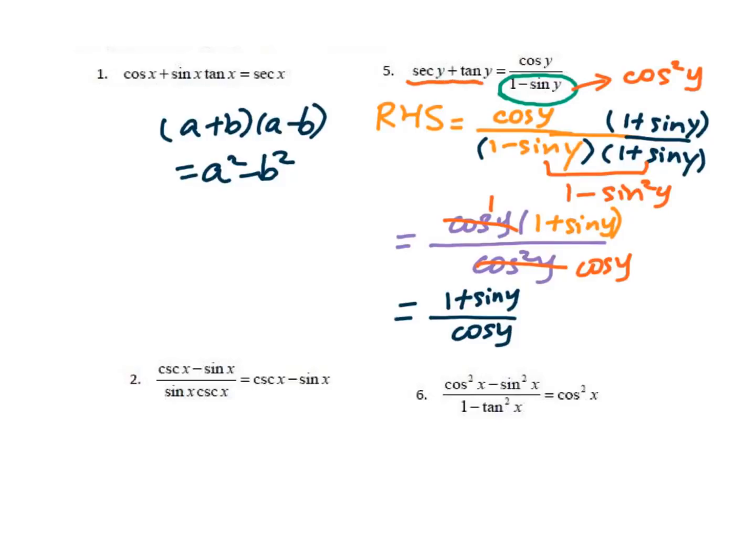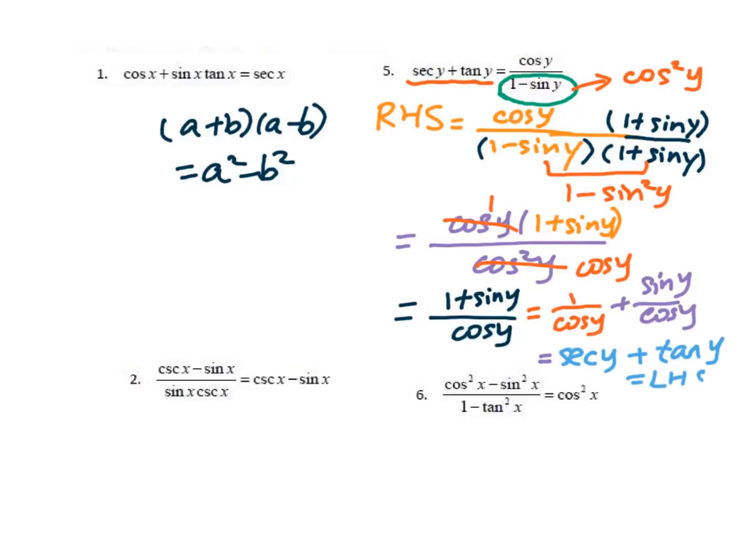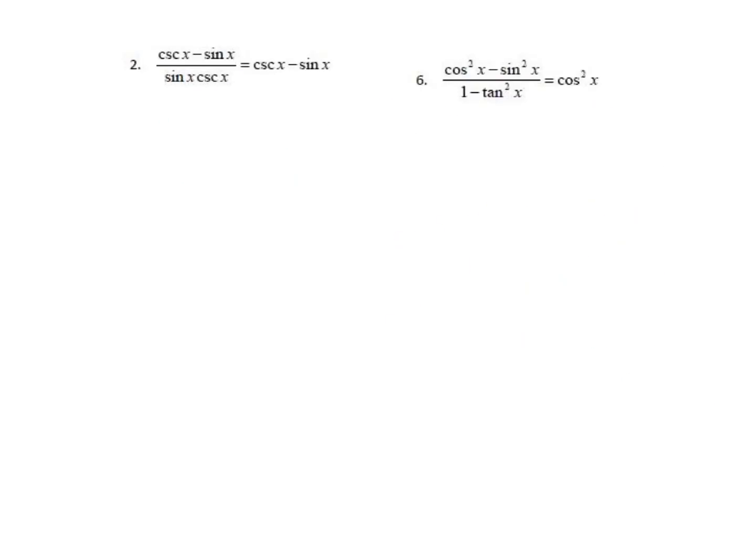Then check the left side. For the left side, there is no fraction. Therefore, we separate 1 over cosine y plus sine y over cosine y. So we got secant of y from 1 over cosine y. Sine y over cosine y, we got the tangent of y. That's the left-hand side. So we finish this proof. Now let's go to number 6.